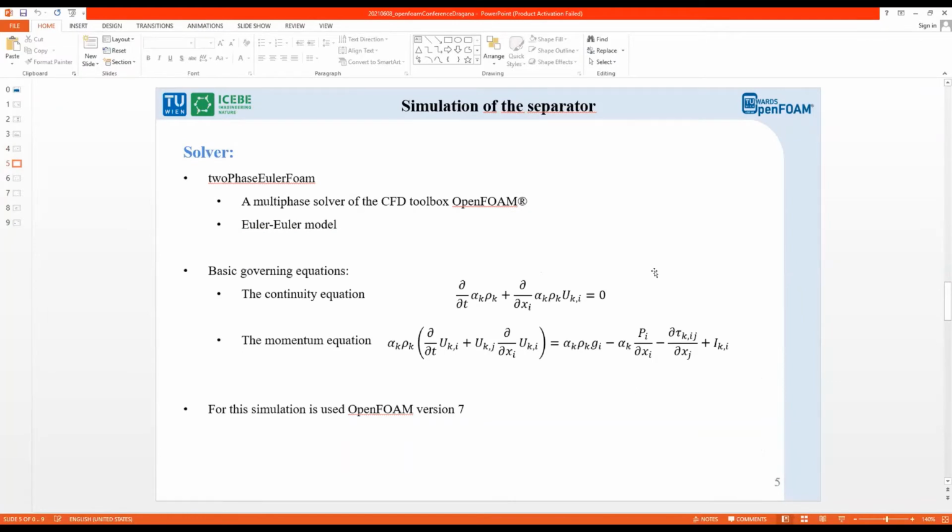As mentioned, the solver that will be used is twoPhaseEulerFoam, a multi-phase solver of the CFD toolbox OpenFOAM. The model that will be used is the Euler-Euler model. This is a two-fluid model where both phases are described using Eulerian conservation equations. The phases are treated as interpenetrating continua. They are interpenetrating each other, and they are represented by average conservation equations. The process of averaging introduces to the set of equations the phase fraction alpha. For this simulation OpenFOAM version 7 is used.